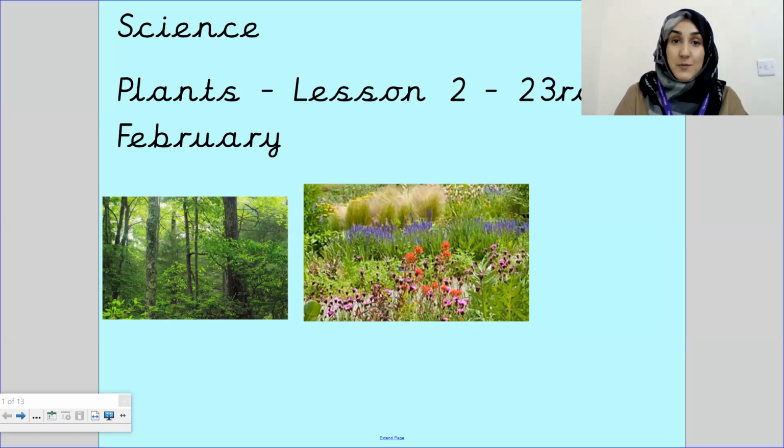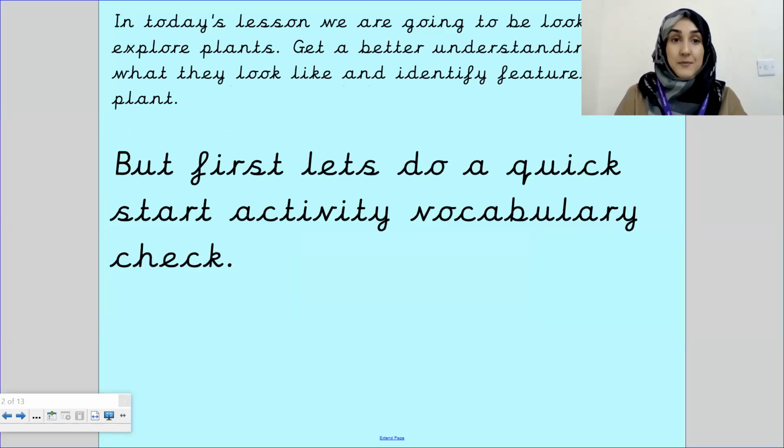We are going to be continuing looking at plants in this lesson. We are going to get a better understanding of what a plant looks like and identifying its features. But first, let's do a quick start activity to check vocabulary. So, good listening and good looking. Let's begin.